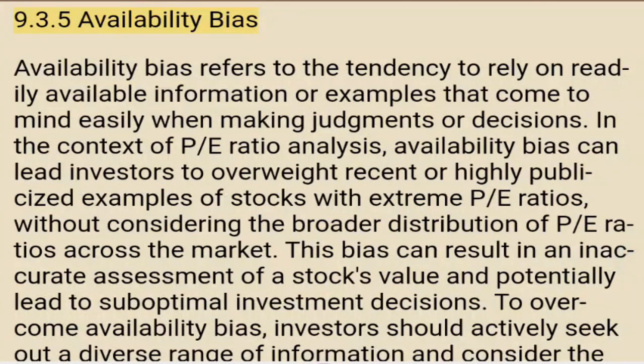9.3.5 Availability bias. Availability bias refers to the tendency to rely on readily available information or examples that come to mind easily when making judgments or decisions. In the context of P/E ratio analysis, availability bias can lead investors to overweight recent or highly publicized examples of stocks with extreme P/E ratios, without considering the broader distribution of P/E ratios across the market. This bias can result in an inaccurate assessment of a stock's value and potentially lead to suboptimal investment decisions.